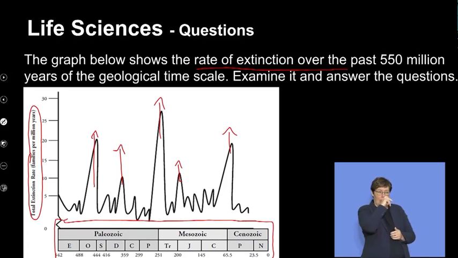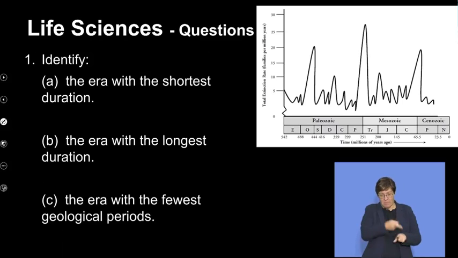You can be asked to read information off the graph. First of all, it says identify the era with the shortest duration. So if we have a look here, obviously, the shortest duration is the Cenozoic era.